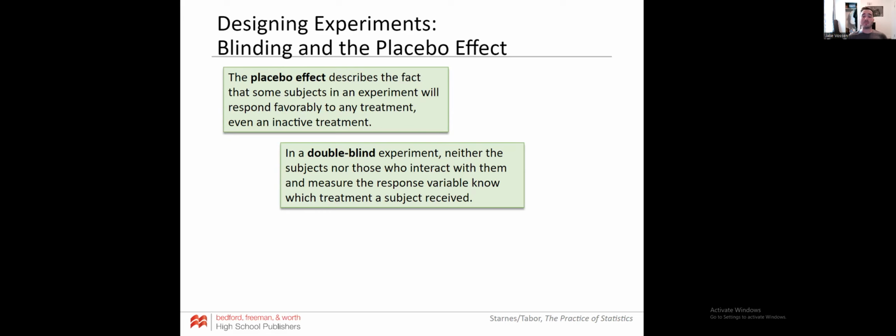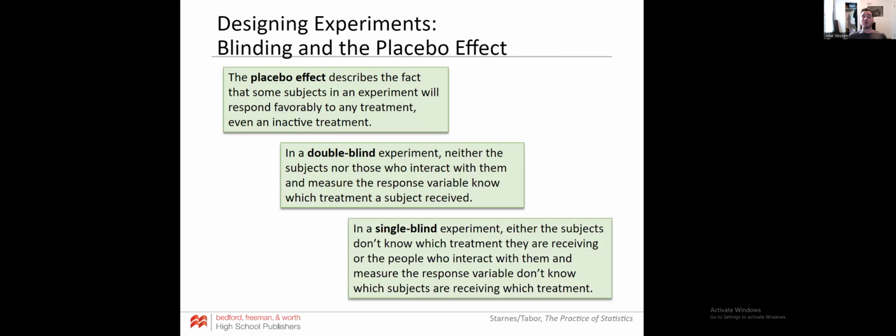So neither the people measuring nor the subjects will know who has the correct variable. In a single blind, either the subjects or the people who interact with them, one or the other, won't know who has a placebo and who has a treatment. So you have double blind and single blind.